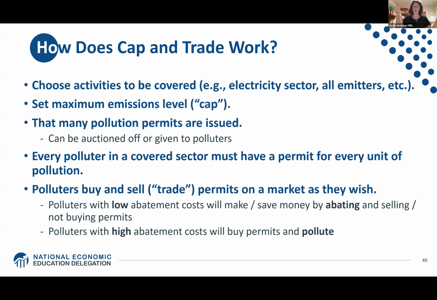And it's very similar to a tax at that point, because every polluter has to have a permit to be able to pollute a unit of pollution. And so you are comparing the cost of having a permit and polluting versus the cost of abating. And again, you're going to look for the cheapest ways to reduce your emissions. And we will again get the lowest cost pollution reductions that we could in society.